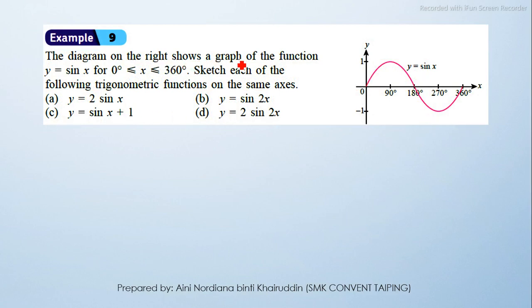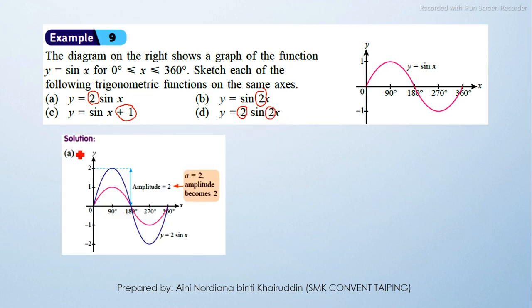The diagram on the right shows a graph of a function for y equals sine x for x between 0 to 360 degrees. Sketch each of the following trigonometric functions on the same axis. So as you can see in this diagram, this is the graph for y equals sine x. So what happens if in the function, we add the value of a, b, c, or a combination of a and b? So what happened to the graph? So have a look at this.